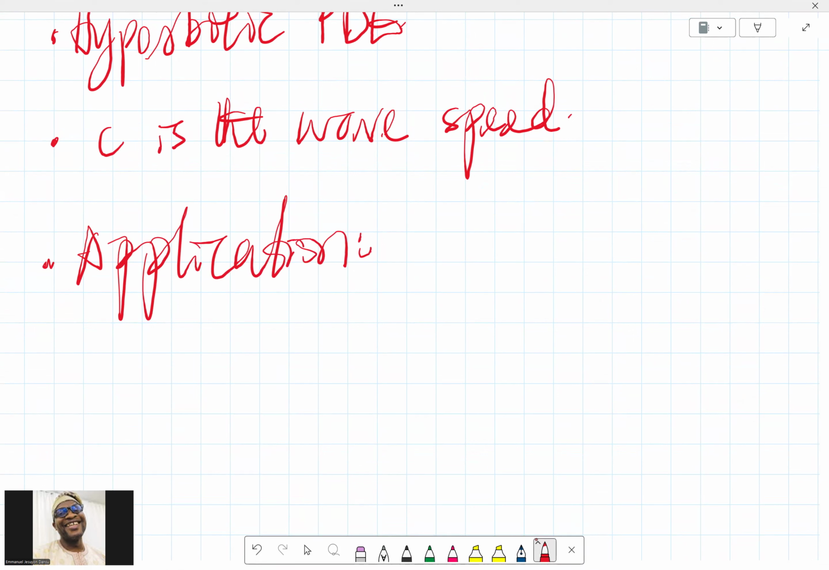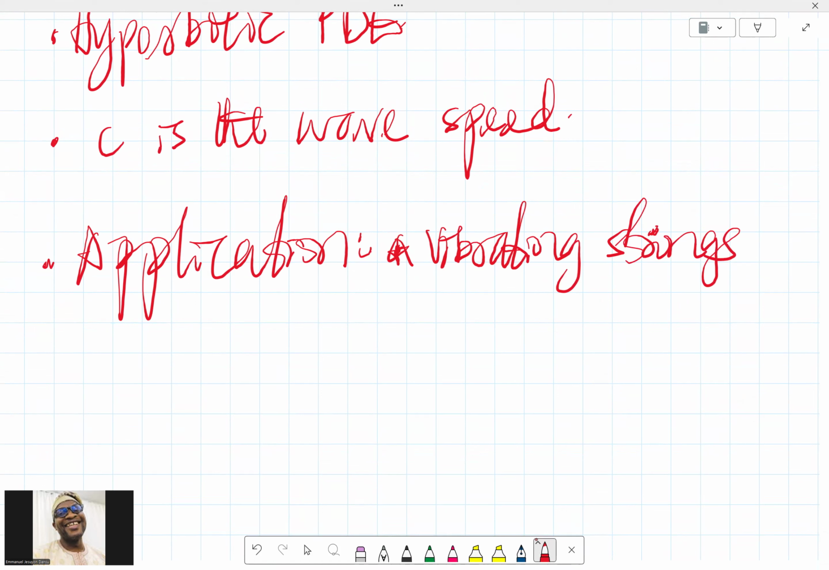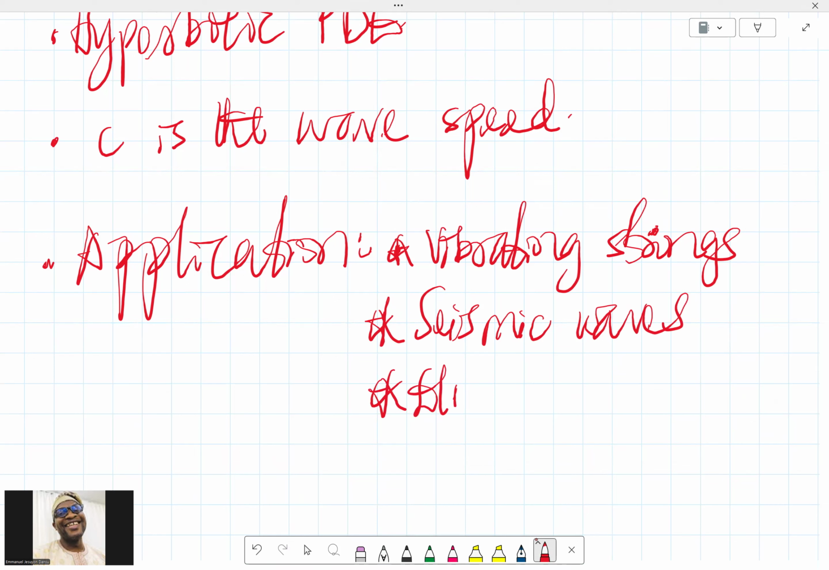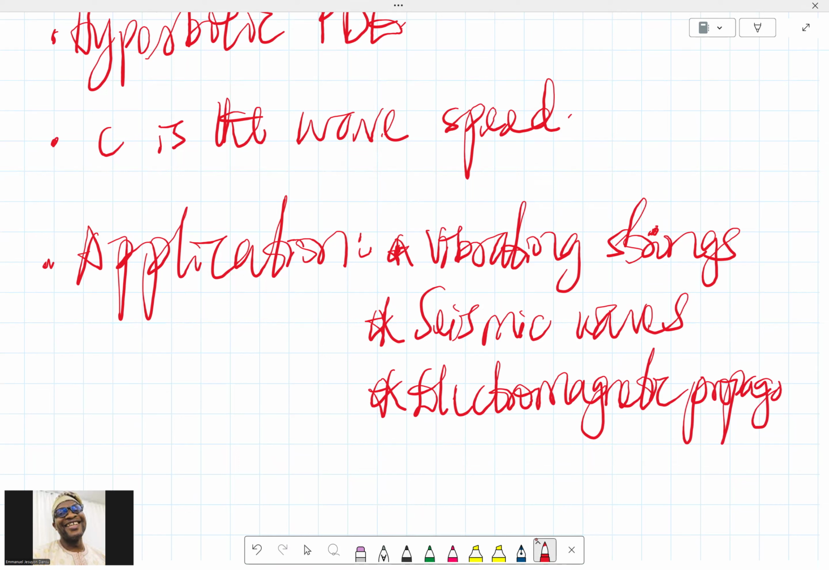We have it in vibrating strings, like when you strum your guitar, violin, or other stringed instruments. Then we have it in seismic waves, like the shock waves associated with earthquakes. Then we have electromagnetic propagation, maybe in telecommunications and things like that.